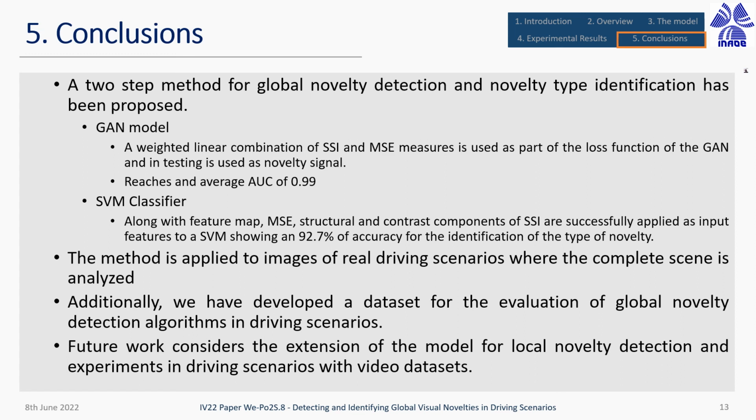On the other hand, we use a support vector machine classifier for novelty identification, along with feature map, mean square error, and structural and contrast components of the structural similarity index, which are successfully applied as input features to this model, showing 92.7% accuracy for this task.